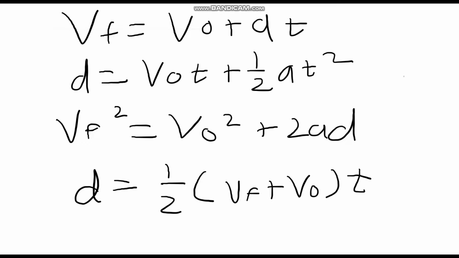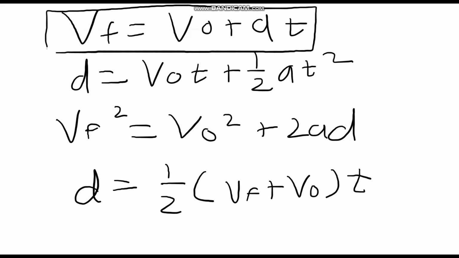Hello, today I will be explaining the four main kinematics equations in AP Physics. This video will be mainly focused on the first one because I am making it for one of my friends who needs help specifically on the first one, but I'll be making more videos explaining the rest more comprehensively.